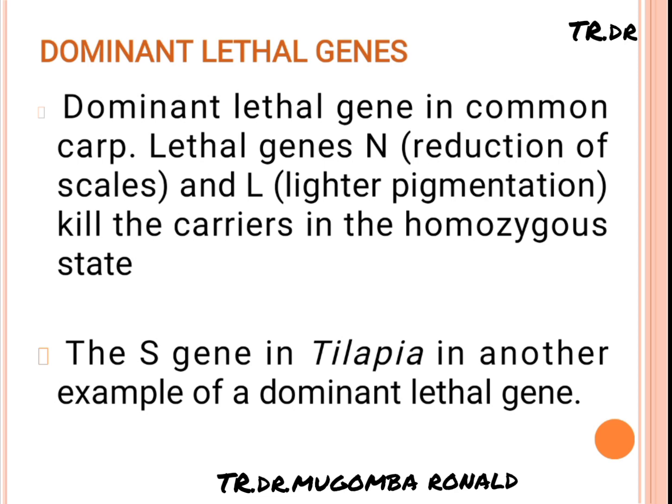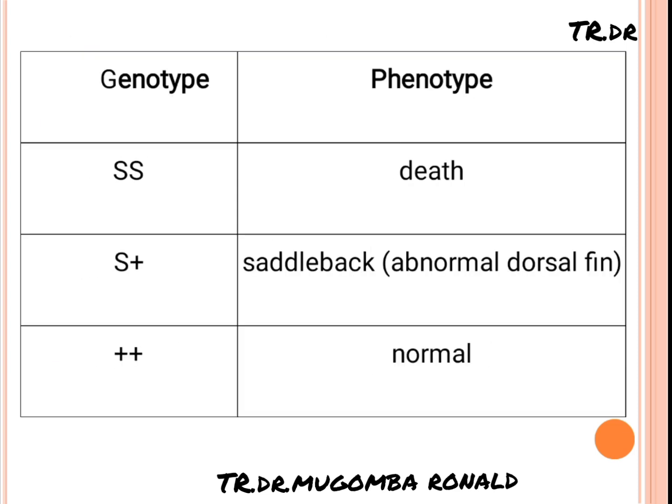Take an example in tilapia. We have another example of lethal genes in tilapia. You can see here that if you have capital S, capital S, that one kills the bearer. If you have capital S, small s, it will survive. That is normal. Then small s, small s, or what they are calling plus, this one will be normal and it will survive.